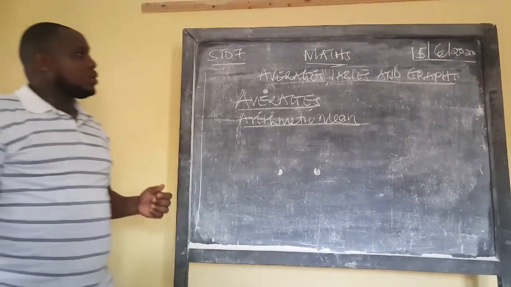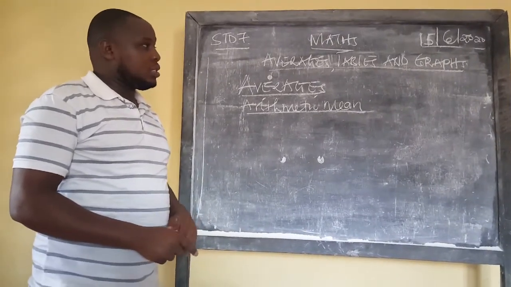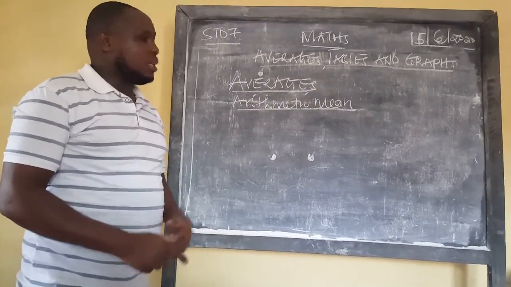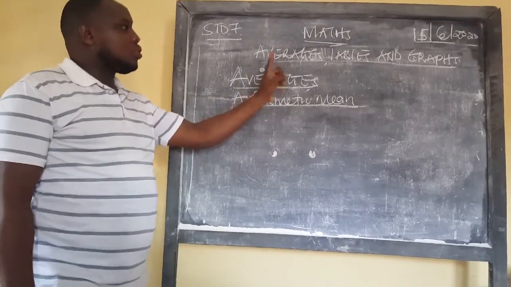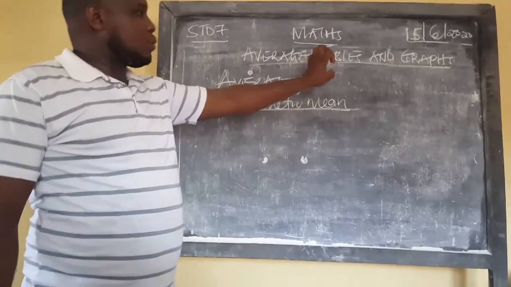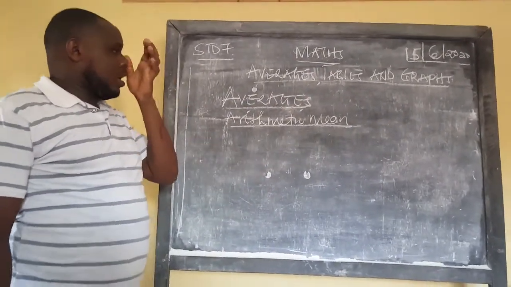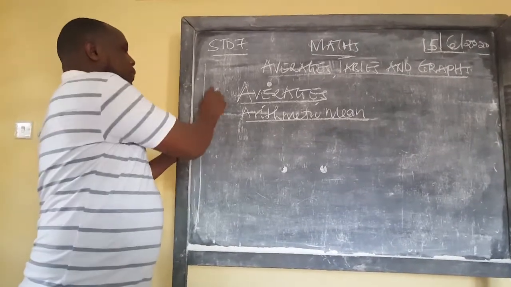And in our today's lesson, as you can see, we are beginning a new topic: averages, tables, and graphs. In this unit, we are going to discuss what average is, then come to tables, and then be able to transform those tables into graphs. So in our today's lesson, we begin with averages.